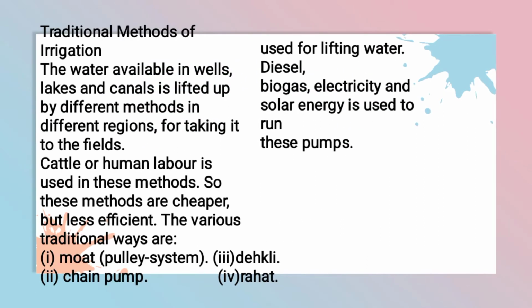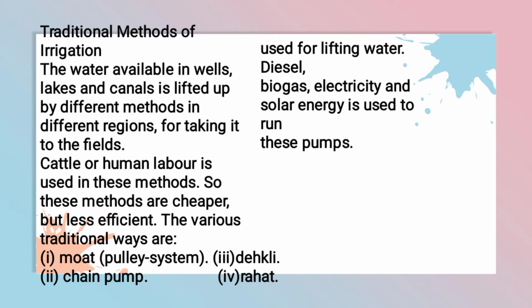So there are two methods in which you can take water from. First we will study about the traditional method, in which we have 4 types, and next we'll study about the modern method. So in the traditional method, there is more human labor and cattle work involved. When this is involved, the work is cheaper but it is less effective when compared to the modern methods of irrigation. So let us begin.